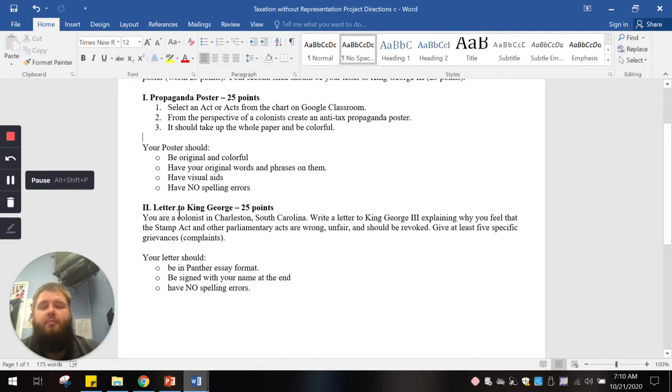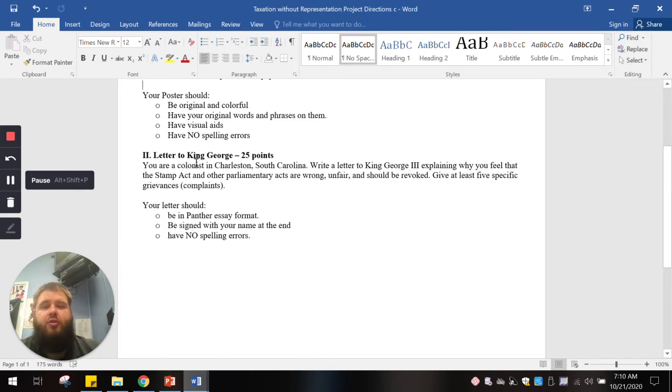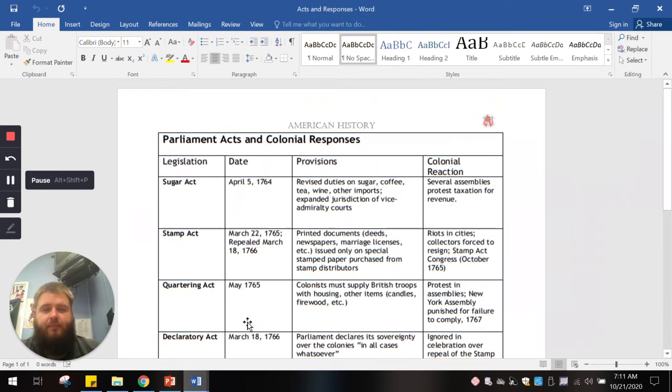Second part of the project is this letter to King George III. That is also worth 25 points. So, you are a colonist in Charleston, South Carolina. Write a letter to King George III explaining why you feel that the Stamp Act and other parliamentary acts are wrong, unfair, and should be repealed. This says revoked. Give at least 5 specific grievances. Grievances is a fancy word for complaints. So give 5 specific complaints to King George III about one of these acts or several of them.